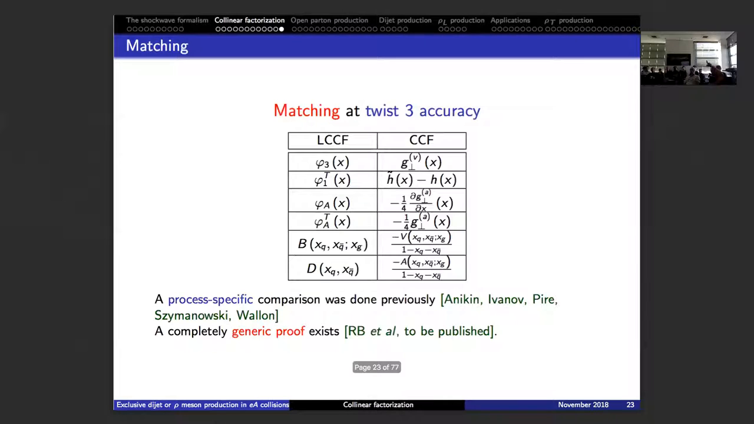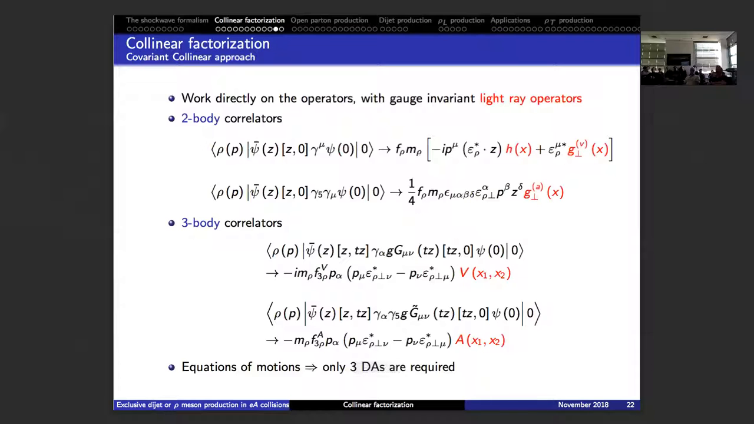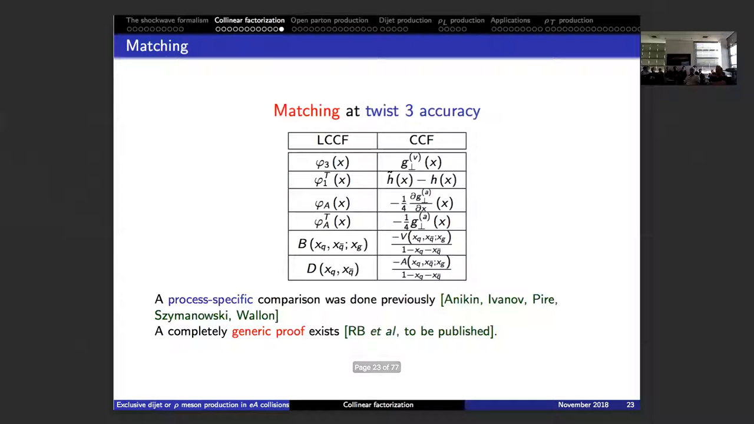Okay, so now, what are those abbreviations again? LCCF? Light-cone collinear factorization and covariant collinear factorization. Light-cone because you're introducing the Sudakov vector, and covariant because you're just computing these covariant operators, which are gauge independent and very nice. Anyway, that was a bit technical.